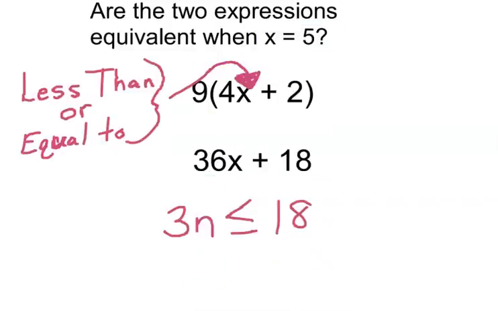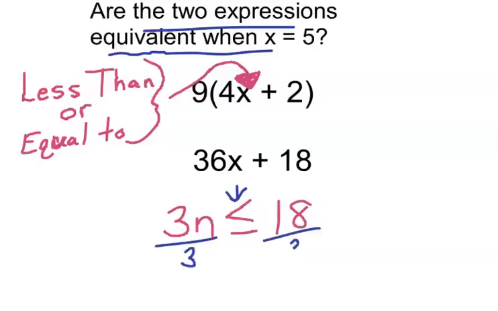Okay, list 3 values that would make this inequality true. All right, so let's solve for n. Even though this is not an equal sign, we can just treat it as an equal sign as we solve for n. We have 3 and n right next to each other, which means you're doing multiplication. So what's the opposite of multiplication? That is division. So we're going to divide both sides by 3.